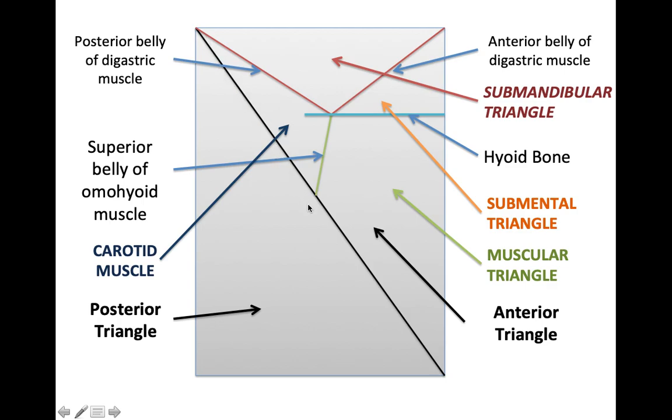The contents are, firstly there's the carotid sheath, and the contents of the carotid sheath are the common carotid artery and its branches, internal jugular vein, vagus nerve, and ansa cervicalis. And the carotid triangle also has the deep cervical lymph nodes. This right here is a mistake. This is carotid triangle, not carotid muscle. This is a carotid triangle.